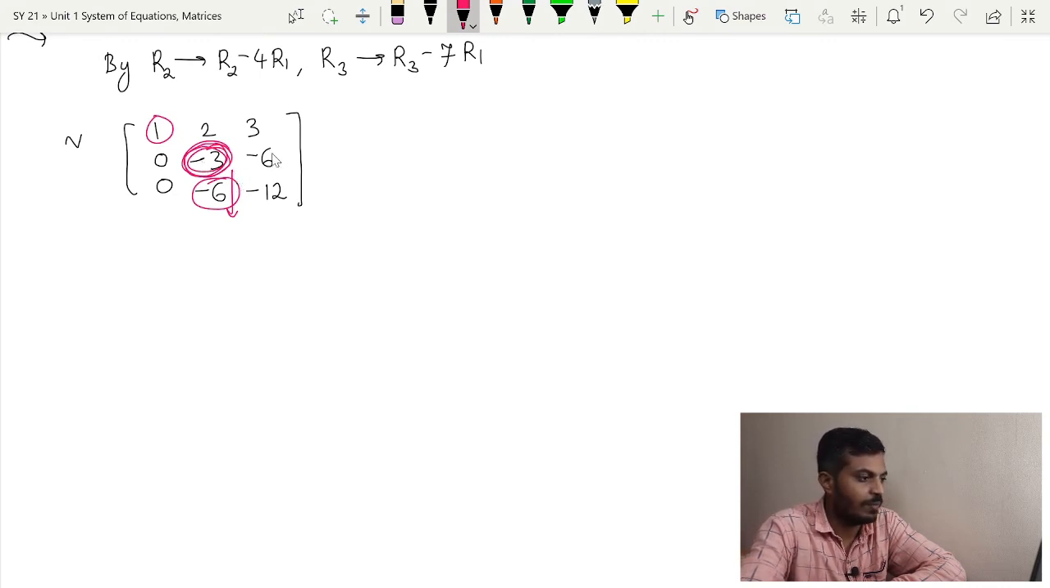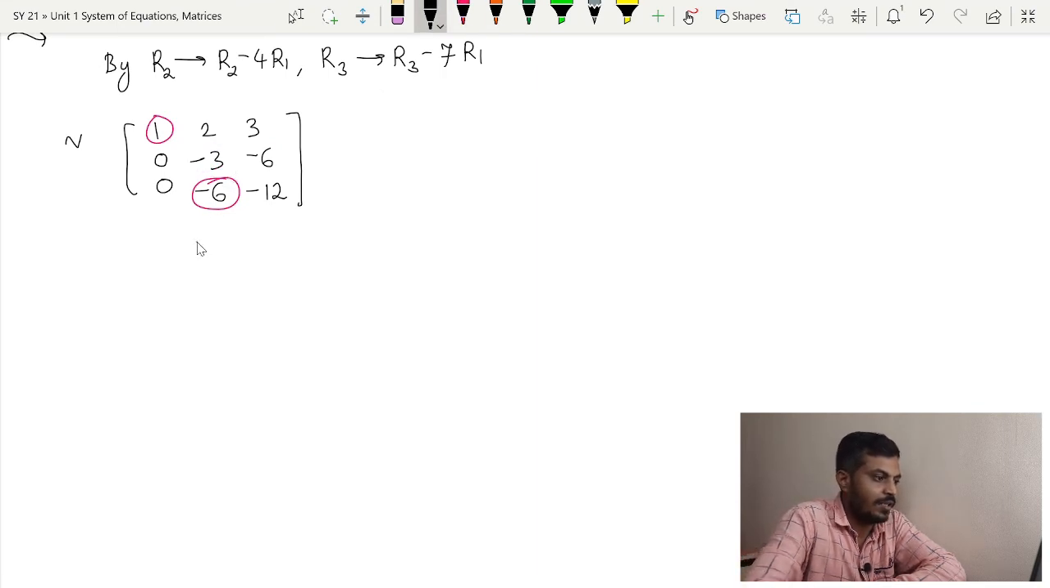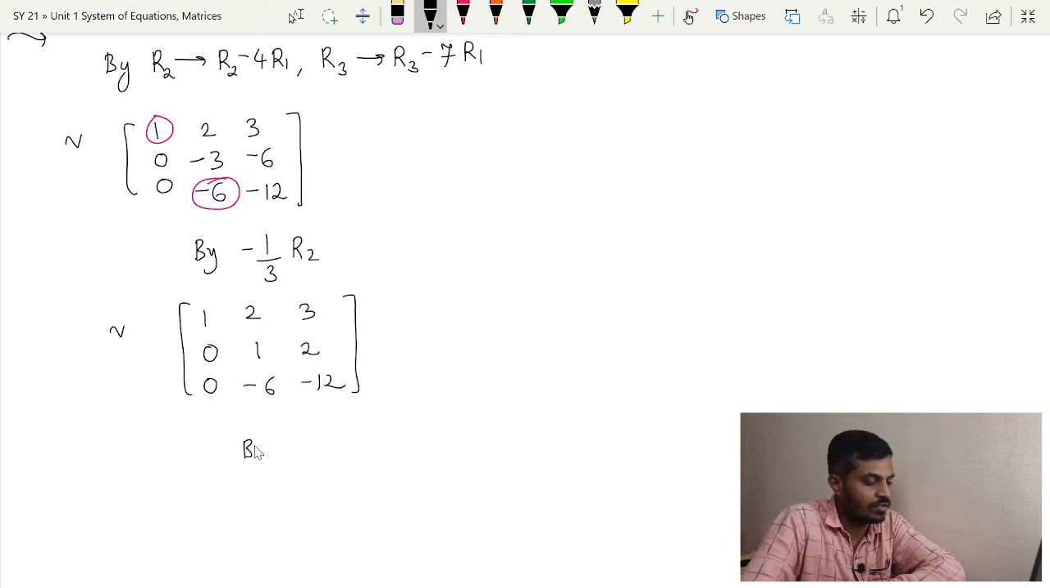If we divide it by minus 3, you can see that we will get 2 over here. So that is a nice thing. So then we will divide it by minus 3. So I will say by minus 1 upon 3 R2, and now I will perform the operation. Can you guess it? This operation is on R2. Yeah. And now I will perform the operation on R3 as R3 plus 6 times R2.